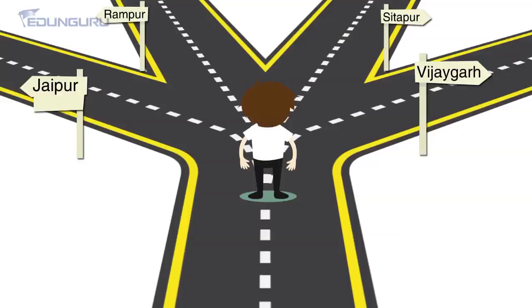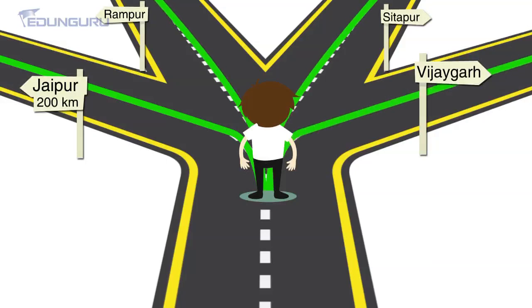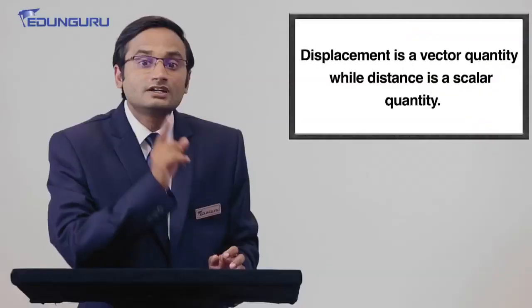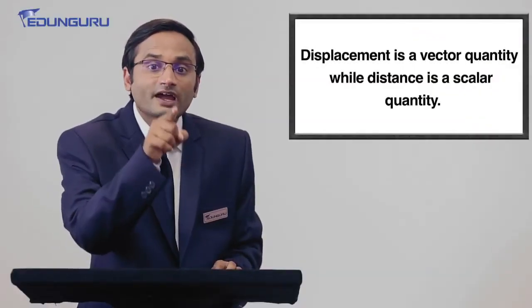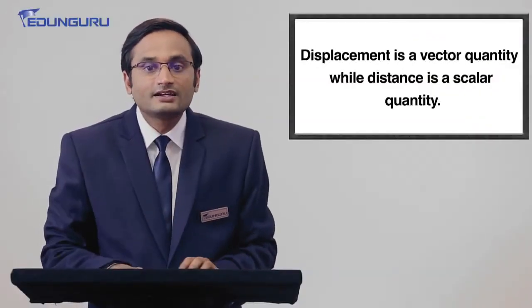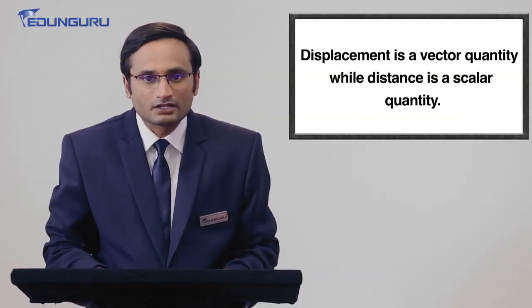Let me take another case. You are standing on the highway, there are 4 different paths. You have to go to Jaipur, and let us suppose from this place Jaipur is 200 kilometers away. Will you reach Jaipur if you take any path? No, you need to know the direction. So this is a vector. So displacement is a vector quantity, while distance is a scalar quantity.